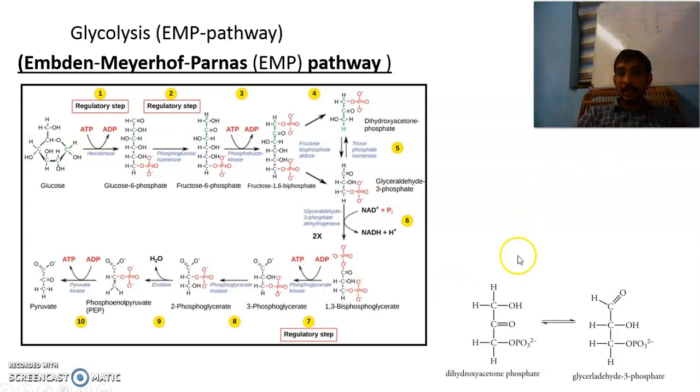And you can see the structure of dihydroxyacetone phosphate and glyceraldehyde 3-phosphate. They are exactly similar in the number of carbon, hydrogen, oxygen and phosphate groups, and they are known as isomers, and they are also interconvertible. DHAP can convert into glyceraldehyde 3-phosphate, and glyceraldehyde 3-phosphate can also be converted into dihydroxyacetone phosphate, because when you look at the structure in the bottom region, you can see the structure of DHAP and glyceraldehyde 3-phosphate.